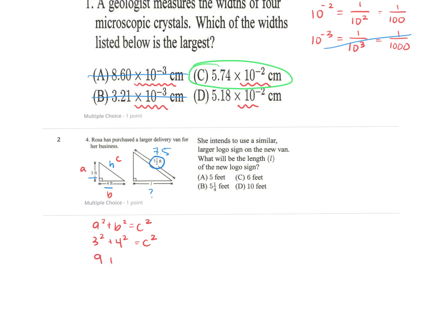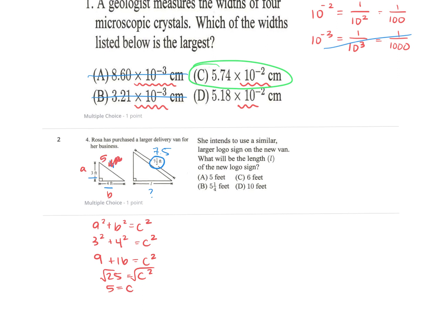So 3 squared is 9, 4 squared is 16, 9 plus 16 gives me 25. 25 is equal to c squared. If I take the square root of both sides, I find that side c is 5. Now normally we would consider both the positive and the negative when we take the square root, but since we're talking about side lengths of a triangle, we only have a positive side length, so that hypotenuse is going to be 5.